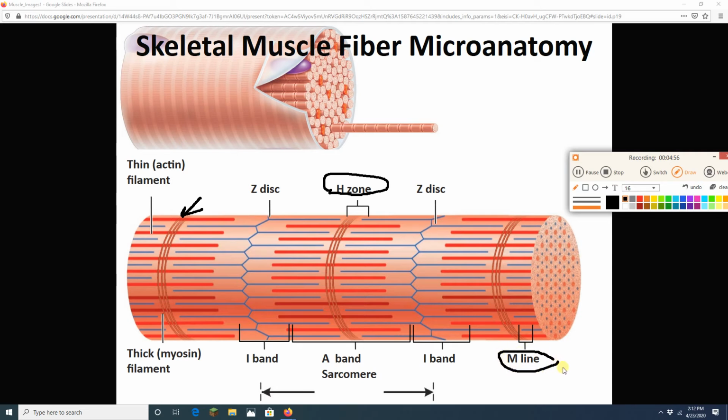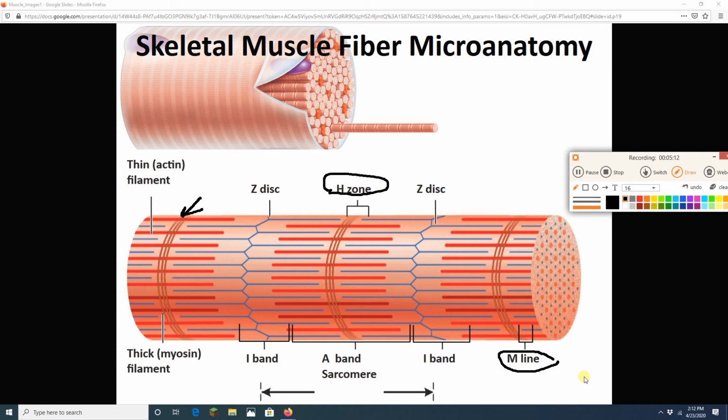All right, so now we've got all of the components of the myofibril. So be sure you know what a sarcomere is.